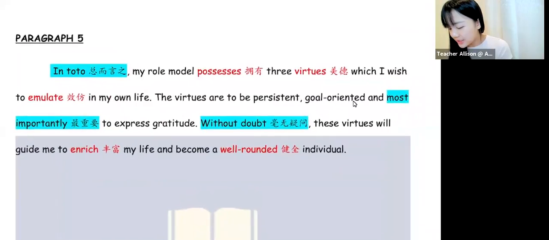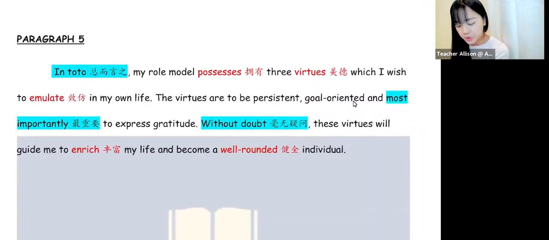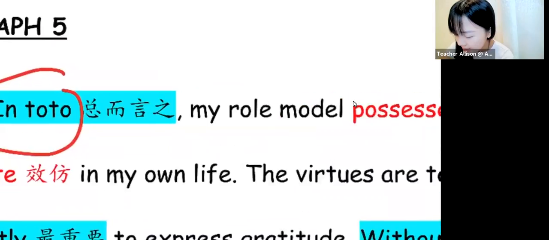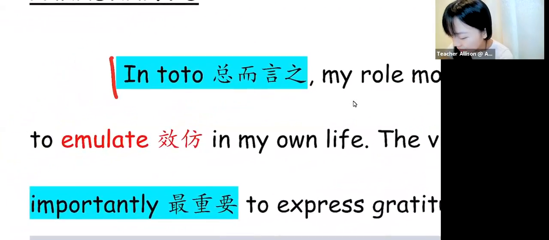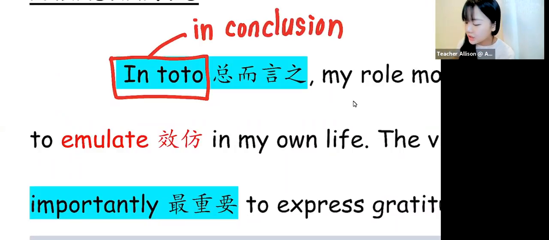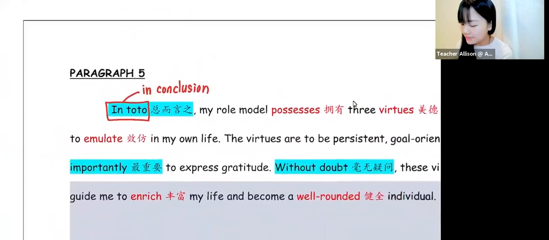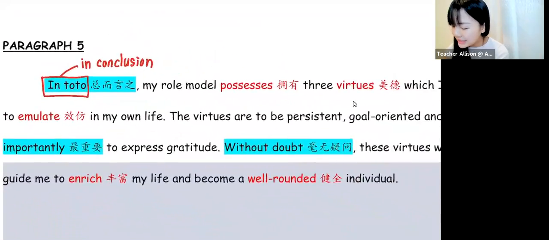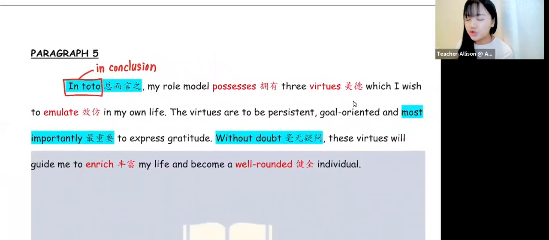Last but not least, we are using a very adorable linker. It is called in toto. In toto, right? In toto basically stands for, in conclusion. In conclusion, who is my role model? I repeat one more time. My role model possesses, meaning this role model, what does he have? He has 3 amazing moral virtues, which is something I want to emulate, something I wish to copy. The virtues are to be persistent, goal-oriented, and most importantly, to express gratitude.